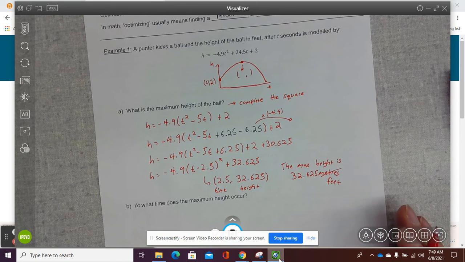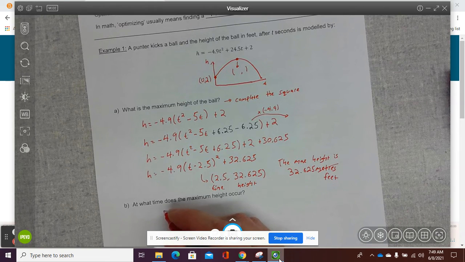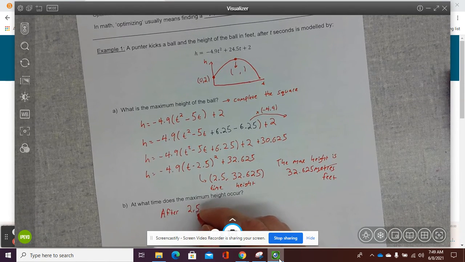What time does this occur? So the vertex has two pieces of information. It has the optimal value, and it also has, when does it occur? At what point does it occur? So at this point, that's a quick one. It just occurs after 2.5 seconds.